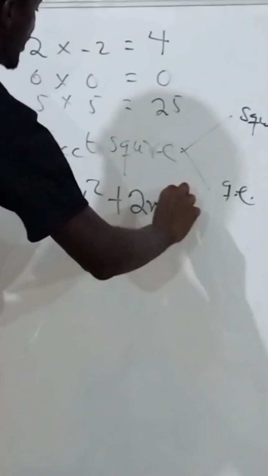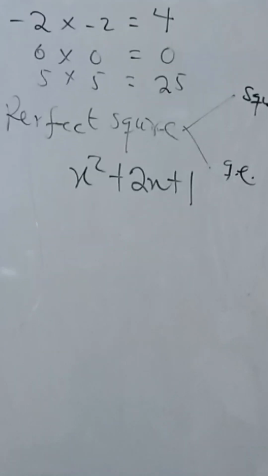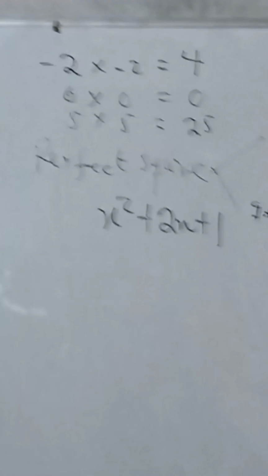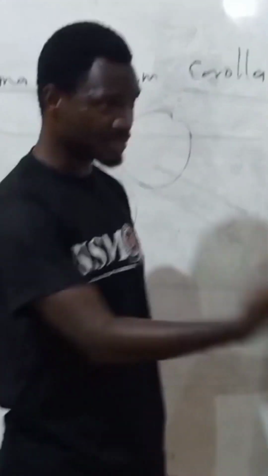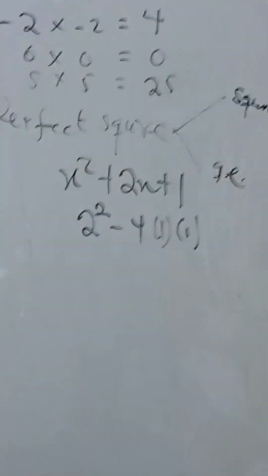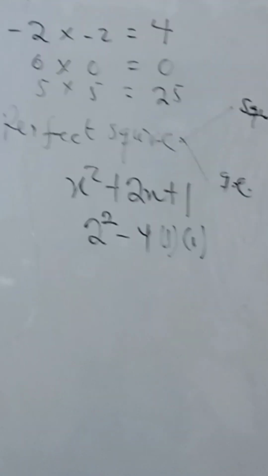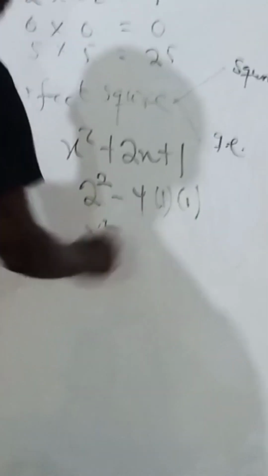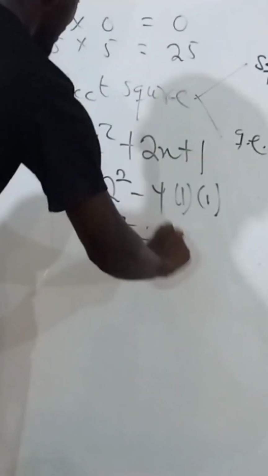So for example, this expression x squared plus 2x plus 1 is a perfect square. Because any integer you put into it will lead you to a square number. And how you know without the substitution is to check the discriminant. So the discriminant here is 2 squared minus 4 into 1 into 1. What do we have? 0. Another example of a perfect square, x squared plus 10x plus 25.